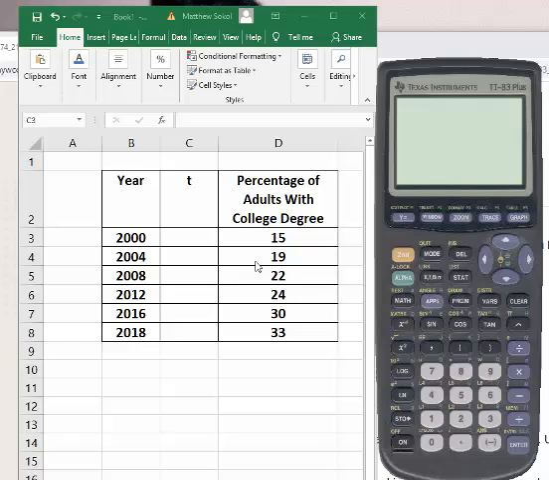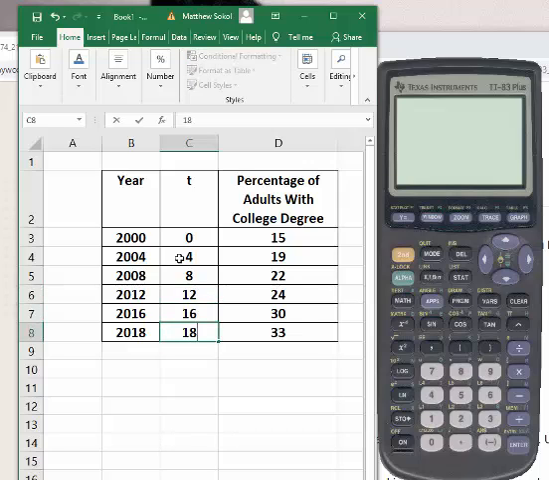All right, the problem said let the variable P be the percentage of adults with a college degree at T years since 2000. So the first thing I'm going to do is define this variable T. It's years since 2000. Well, 2000 is 0 years from 2000. 2004 is 4 years. This is 8 years. This is 12. This is 16. And this is 18 years since 2000. So we know that T here is going to be the independent variable, and the dependent variable is going to be P, the percentage of adults with college degrees.